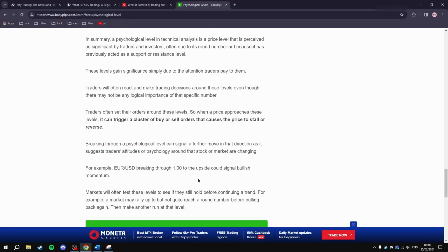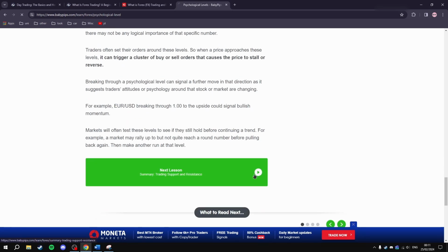For example, EUR/USD breaking through 1.008 to the upside could signal bullish momentum. Markets will often test these levels to see if they still hold before continuing a trend. For example, a market may rally up to but not quite reach a round number before pulling back again, then make another run at that level. Cool.